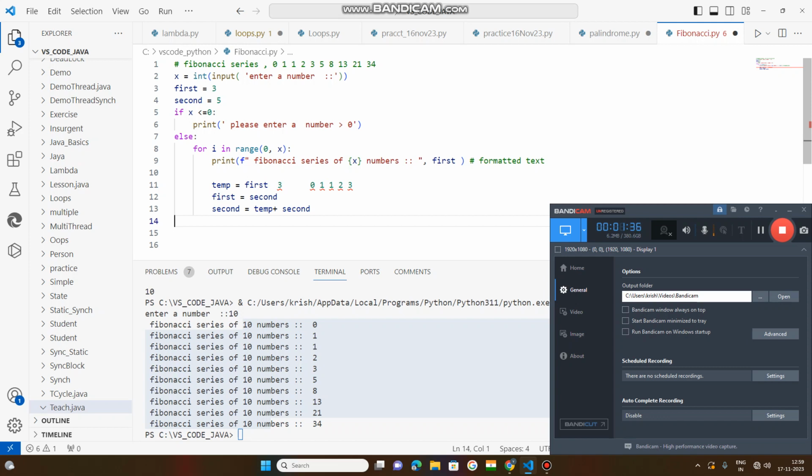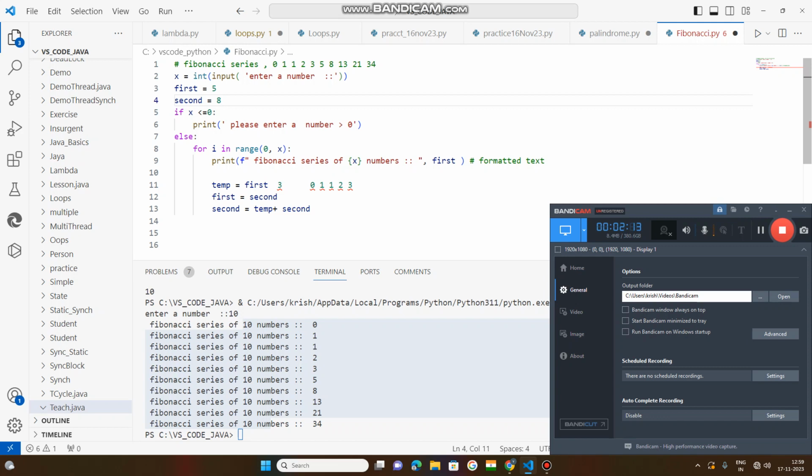Now first is equal to second. Second means this. Okay, now second is equal to temp plus second. Now first is equal to second means this will be 5. This 5 will be shifted to here. Now second will be what? Temp plus second. Temp, this 3, plus second 5. This becomes 8. Okay.